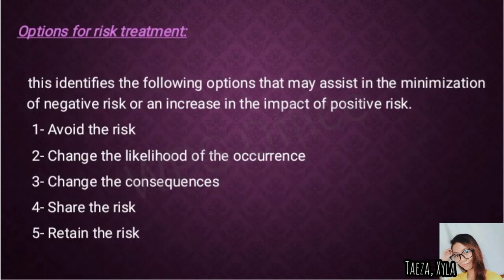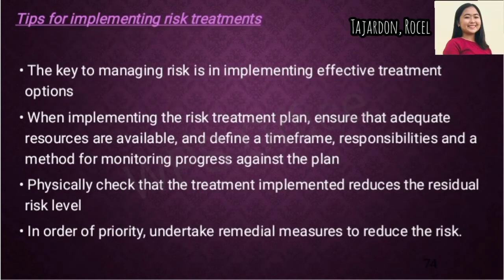Options for risk treatment. First, avoid the risk. Second, change the likelihood of the occurrence. Third, change the consequences. Fourth, share the risk. Tips for implementing risk treatment. The key to managing risk is implementing an effective treatment option.